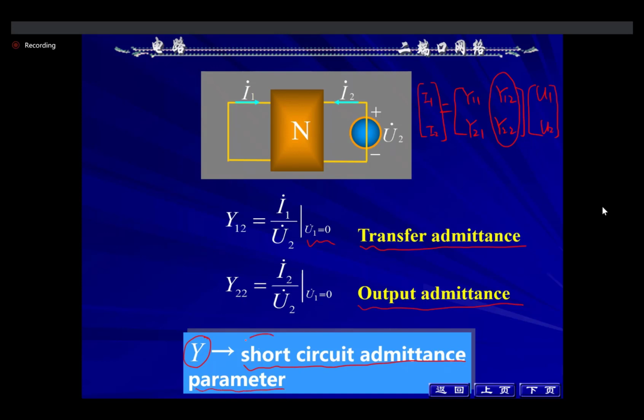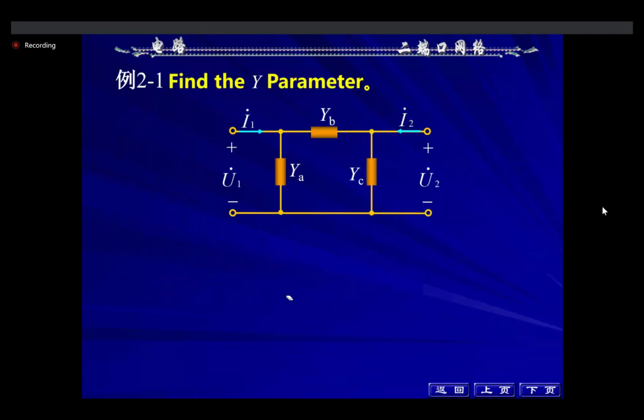Pay attention, the short circuit means one method to calculate the Y parameter. It does not mean the outside must be short circuit. It just means one method to calculate the Y parameter. For example, find this circuit's Y parameter.